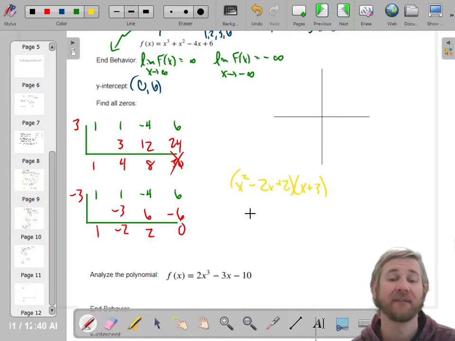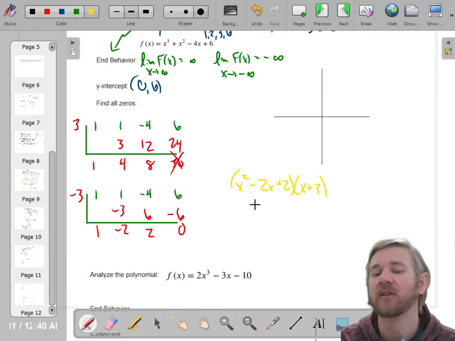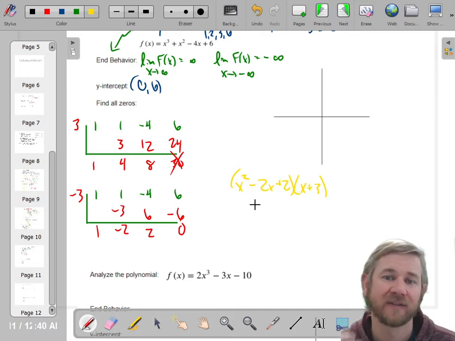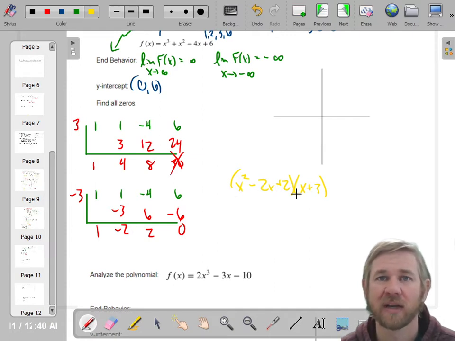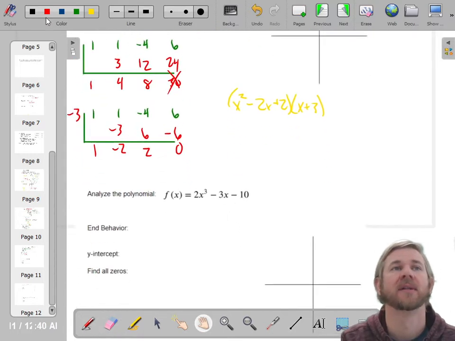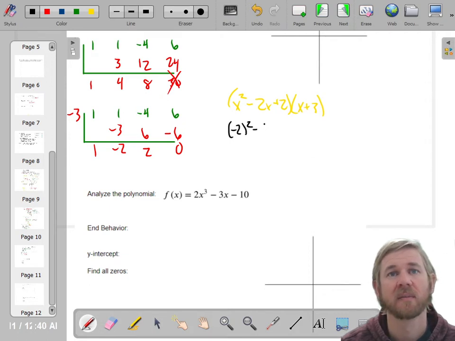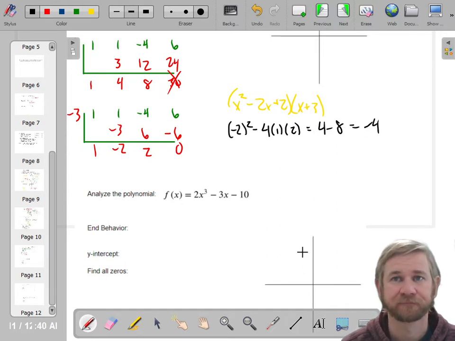Now I have it factored with a quadratic term, but I have to solve the quadratic, and you can do this however you want. If it's factorable, do that. Does anything multiply to 2 and add to negative 2? No. So, quadratic formula. First I'll do the discriminant. So b squared minus 4ac. That's 4 minus 8. So this is negative 4.